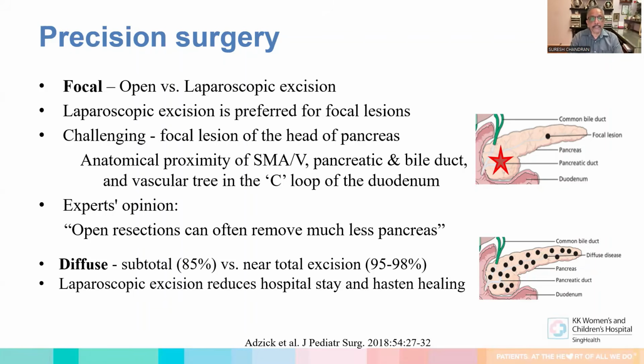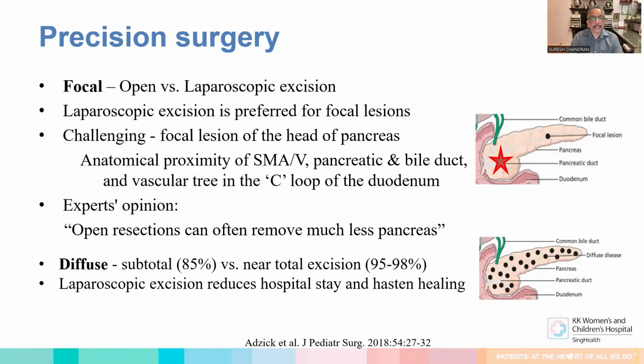But experts' opinion is to always do open resections, because you will remove less pancreas if you do an open resection. You can see it, and you can also do the frozen section by the pathologist, so we can correctly take out the right amount of tissue. This is what a recent publication in the Journal of Pediatric Surgery showed, where they did 500 cases and found that open resections are much better than laparoscopic resection.